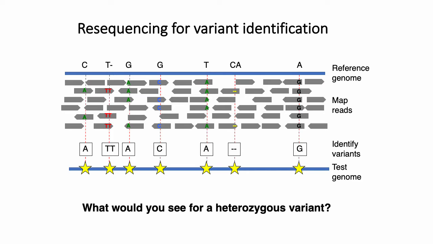Here, if we're assuming a homozygous variant, then for the rightmost column, where the reference genome is an A and in the test genome I said there was a G, you can see that all of the reads from the individual mapping to that position indicate a G at that position compared to the A in the reference. But the question is, what would you expect to see if you have a heterozygous variant?